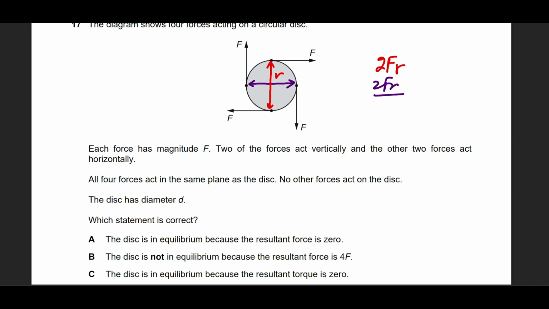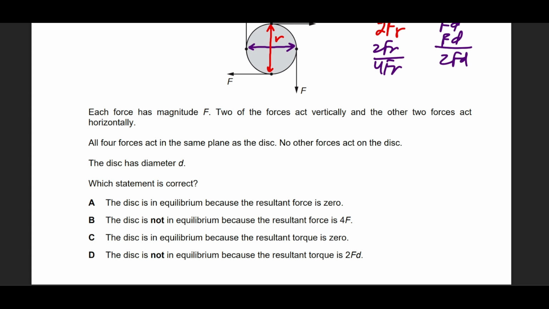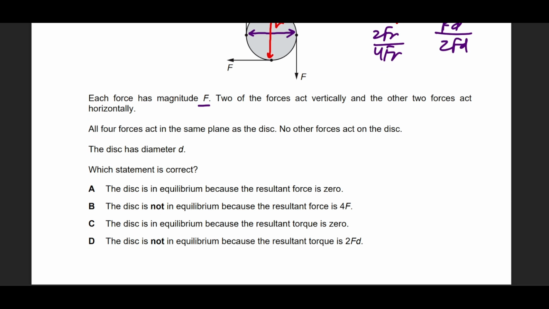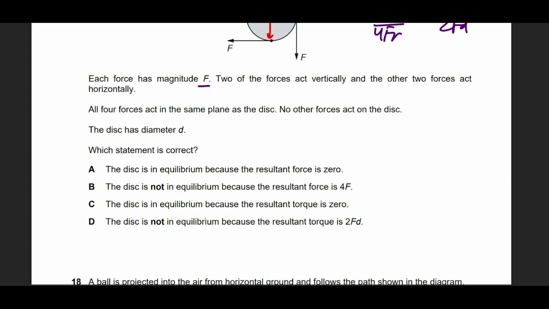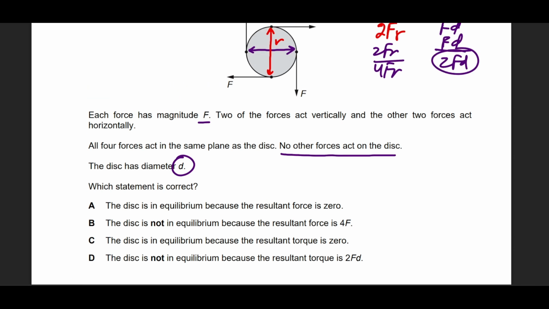All right, if you don't take r, and this is D, then this will be FD, and FD, the total torque or moment, would be 2FD, or 4Fr if it is radius. Force of magnitude F is F, so it seems to be equal vertically, and okay, fine. All forces in the same plane of the disk, no other force acting on the disk. This is important. Diameter D. Okay, so we are supposed to look at it from the perspective of the diameter.